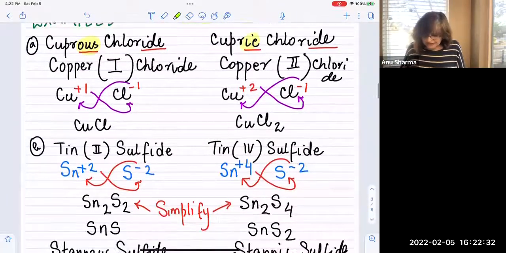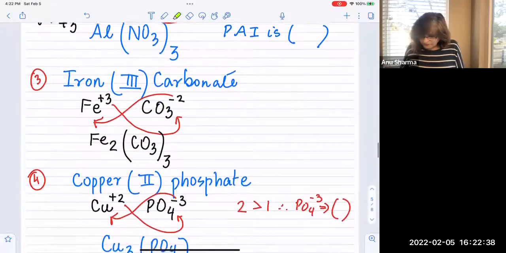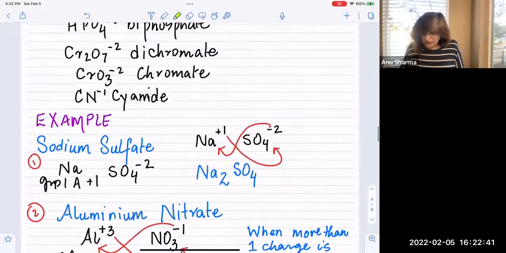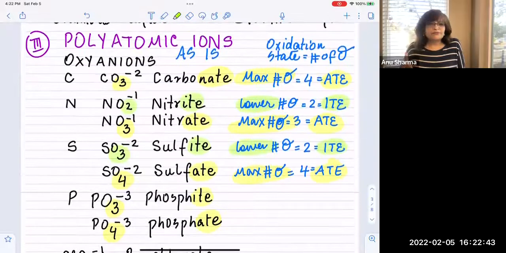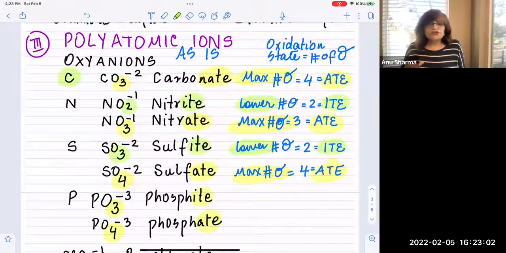Now, next thing, we will look at this crisscrossing. Next is the polyatomic ions. Okay, now polyatomic ions, many of them are just the oxyanions. In other words, the ones that contain a certain number of oxygens with respect to every atom. So for example, carbon, the maximum number of oxygens carbon can hold is 3 and with a negative charge. So that name is carbonate. -ate represents a higher oxidation state, or in other words, higher number of oxygen atoms.